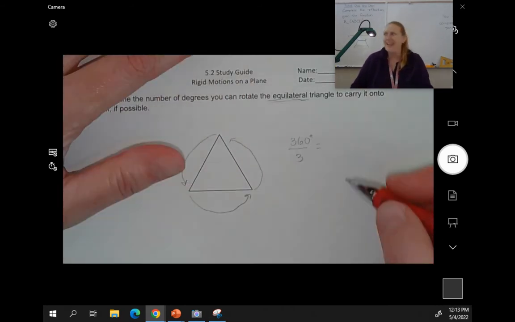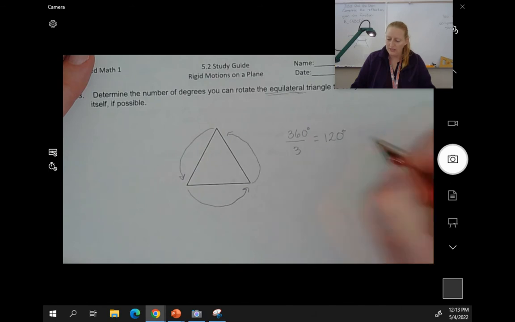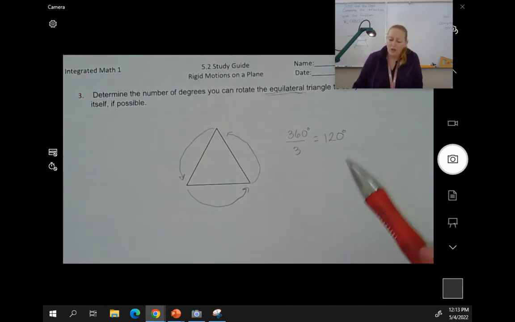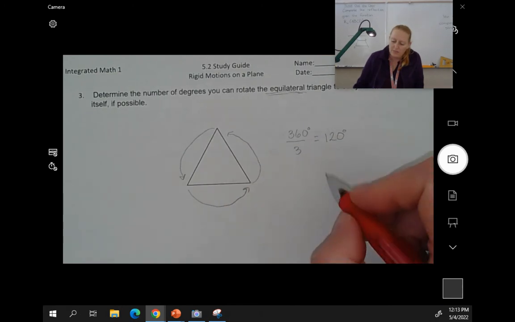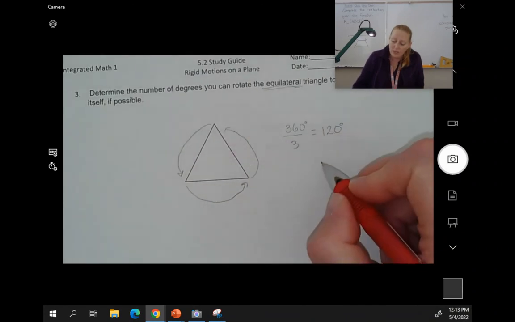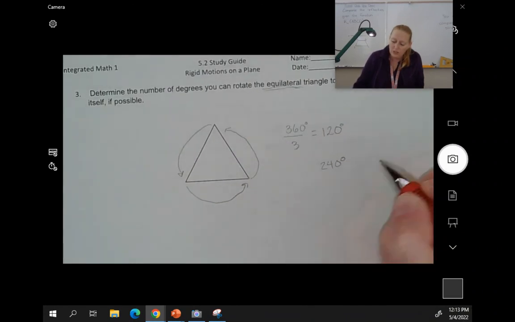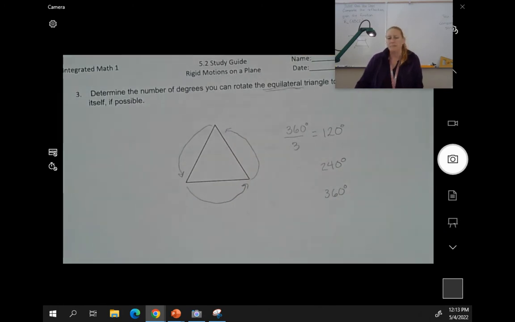I don't need a calculator. I can do this without a calculator. That's 120 degrees. So it turns out I can map it onto itself by 120 degrees. But if I do another 120 degree turn, I'm now at 240 degrees. And of course, that third one would be 360 degrees. So I can do a couple of these. Ooh, snazzy.